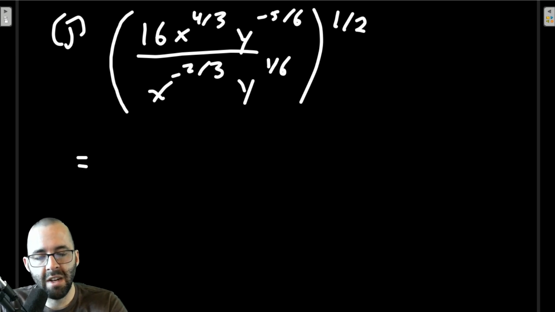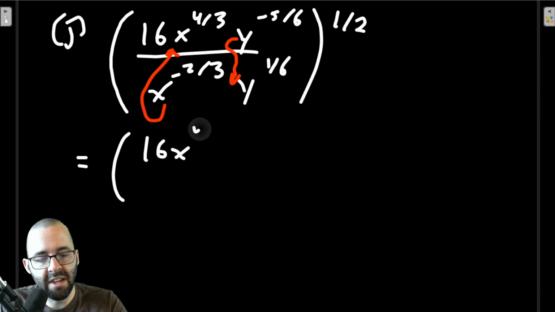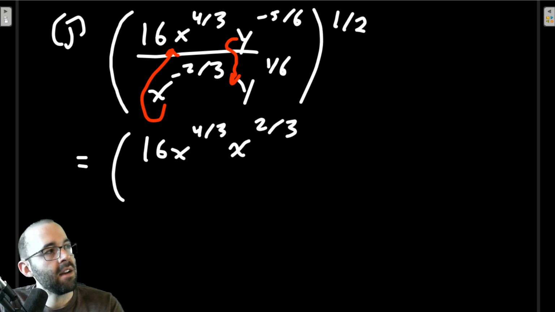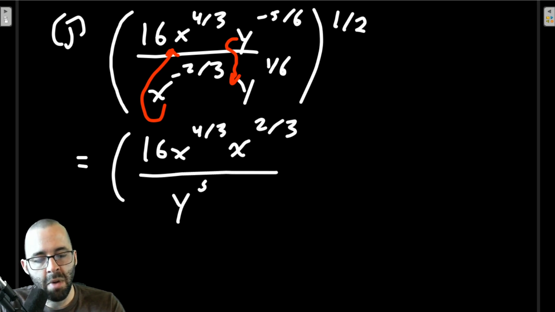So I like to just move the negatives. Deal with those negative exponents first. Let's put this negative exponent up top. Let's put this guy with a negative exponent down bottom. All right, we're going to have 16. Still have the x to the 4/3 from before. Now that x to the negative 2/3 comes to the top as x to the positive 2/3. The y to the negative 5/6 goes to the bottom as y to the positive 5/6. And again, there's still the y to the positive 1/6 as before.